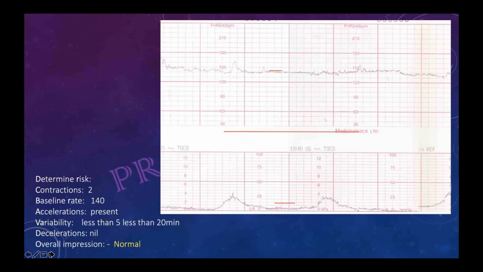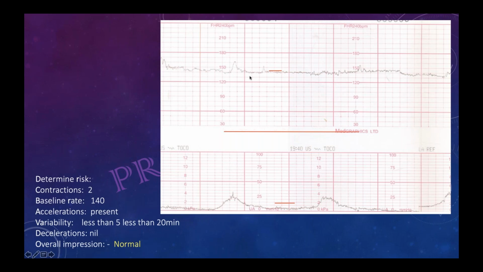Or if we think that the variability is less than 5, we can prolong it for another 30 minutes and see, to have a reassuring or non-reassuring category if we think it to be. Yes. Very good. So if contractions are 2, baseline is 140, acceleration is there, deceleration not there, variability is less than 5. But the problem is that this is less than 30 minutes. Less than 30 minutes, then we are not in a position to put it under any category. So we can't help it.